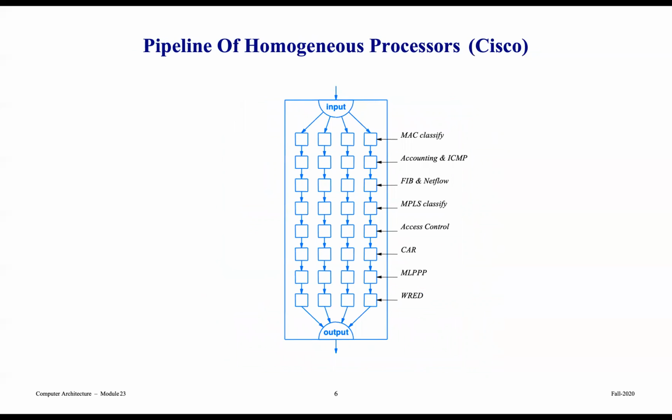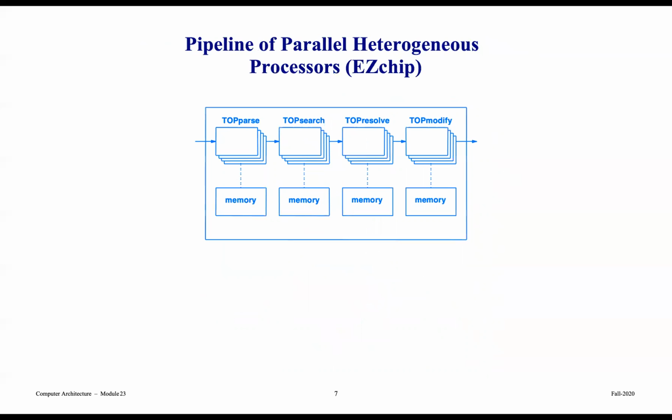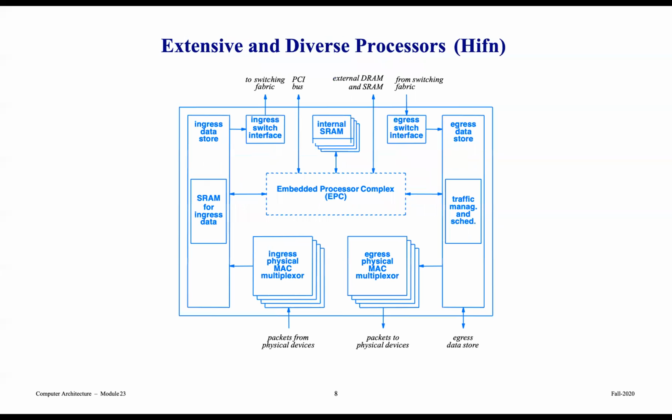Now thinking about the pipeline. This is a Cisco type of homogeneous processor where it is trying to just clock things through from an input to an output, and here are the multiple steps that are used. Here is a pipeline of parallel heterogeneous processors. In this case, they're not identical, so we have a couple of different classes of processors that are leveraged.